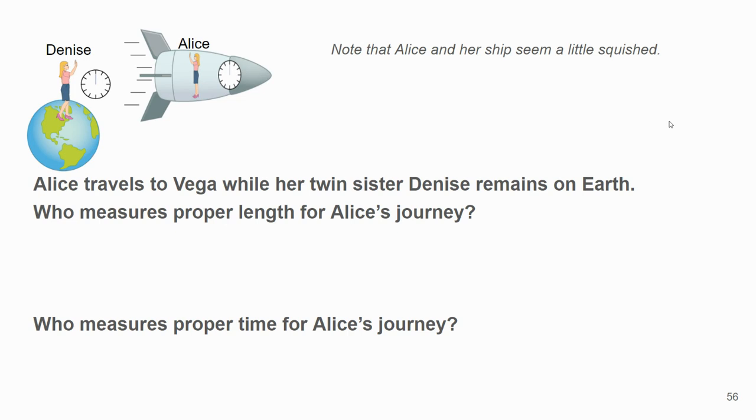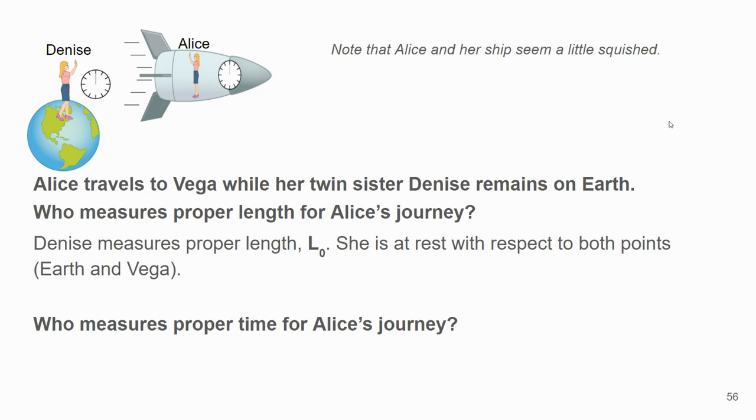So who is going to measure the proper length for Alice's journey? The answer is Denise does, because Denise is at rest with respect to the two endpoints being measured. The journey starts at Earth and ends at Vega, and Denise is at rest with respect to Earth and Vega. So she's going to measure the proper length of that distance.